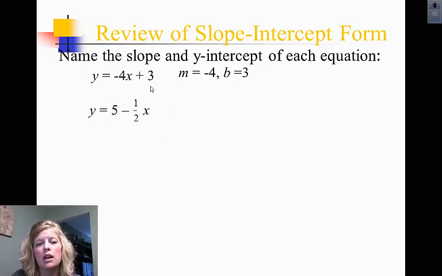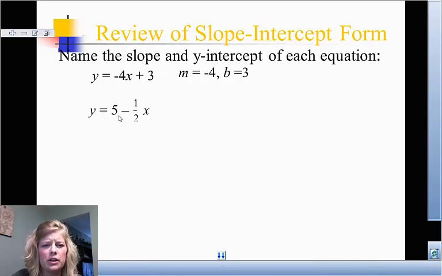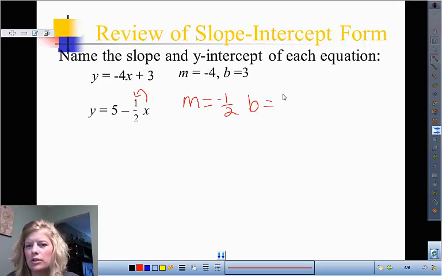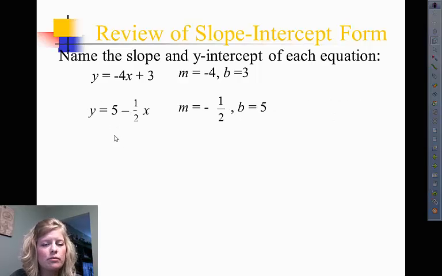Here's another one. Kind of wrote it differently. Still, m is above the x, so in this case it is negative 1/2 x, and b is still your constant, which is 5. So that is your slope-intercept form. Pretty easy so far, huh? What about this one?